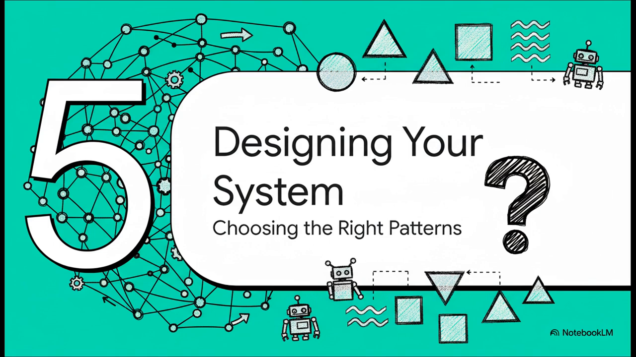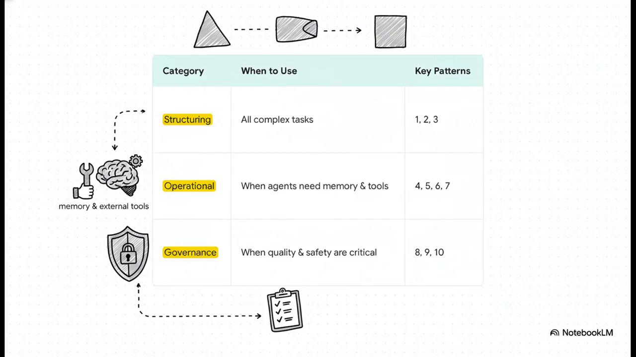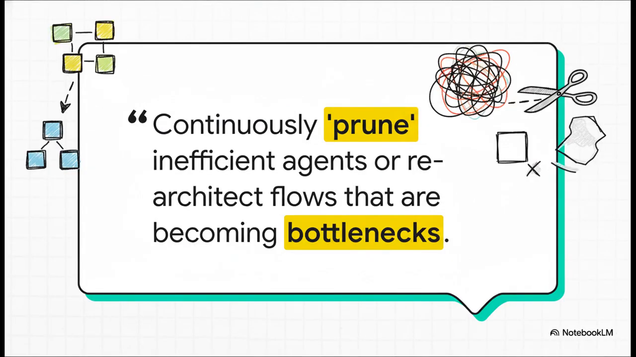So now the big question is, how do you actually put this all into practice? How do you pick the right combination of patterns for your project? Well, this table is a great little cheat sheet. For basically any complex task, you're going to need those structuring patterns: decomposition, orchestration, and a manager. If your agents need to remember things or use external tools, then you'll pull in the operational patterns. And if quality and safety are top priorities, which they should be, then you absolutely have to implement the governance patterns.